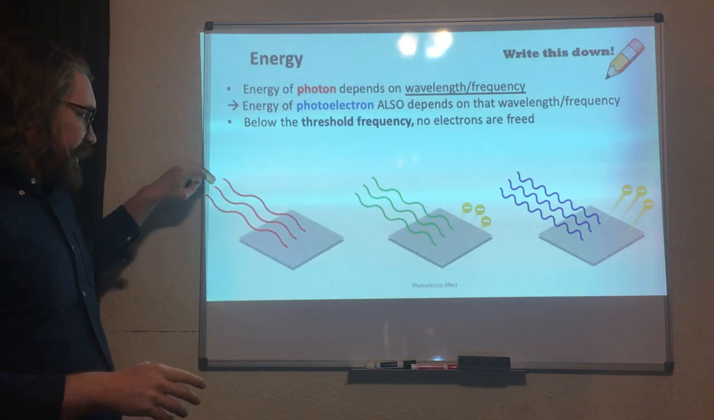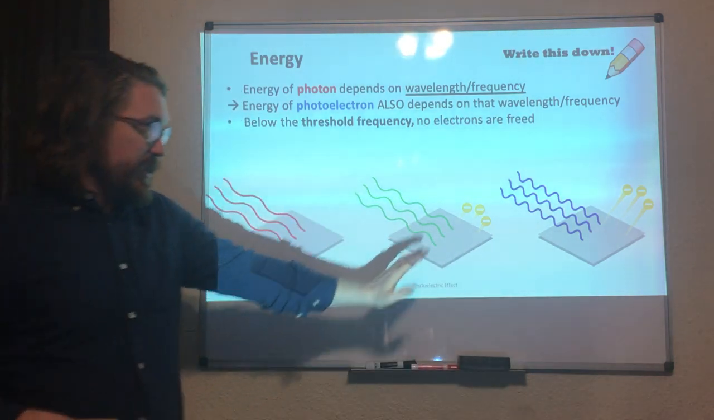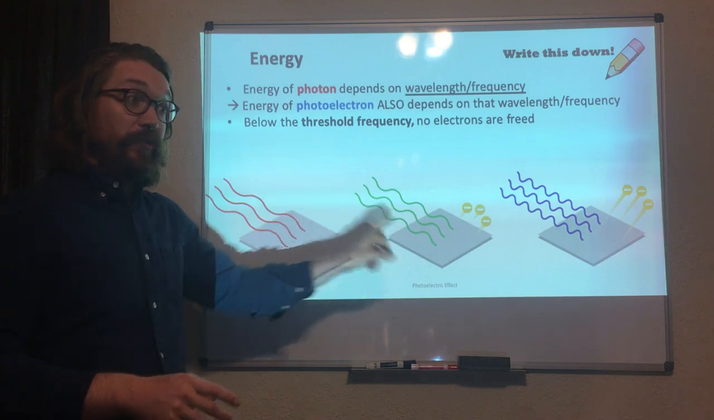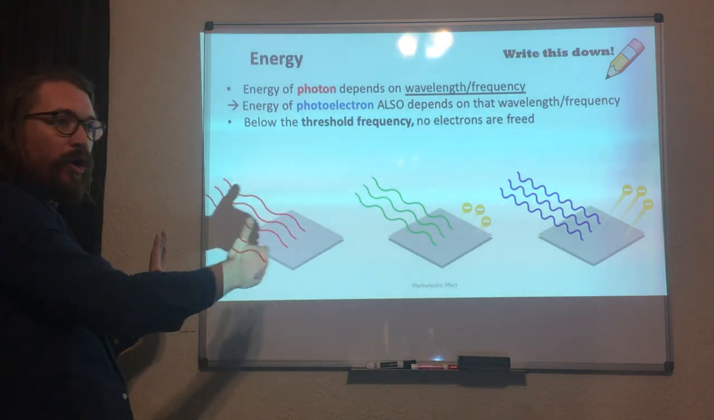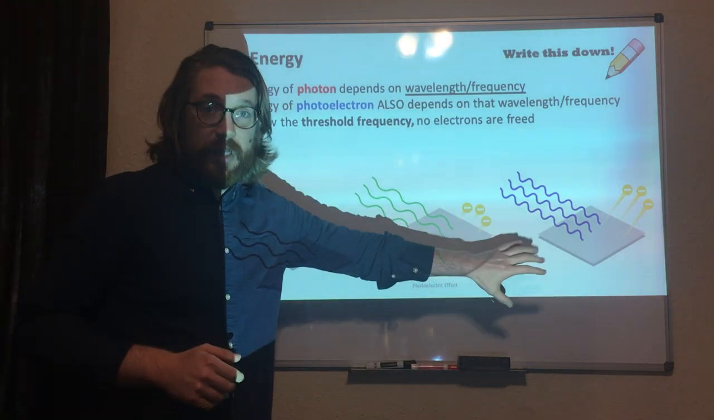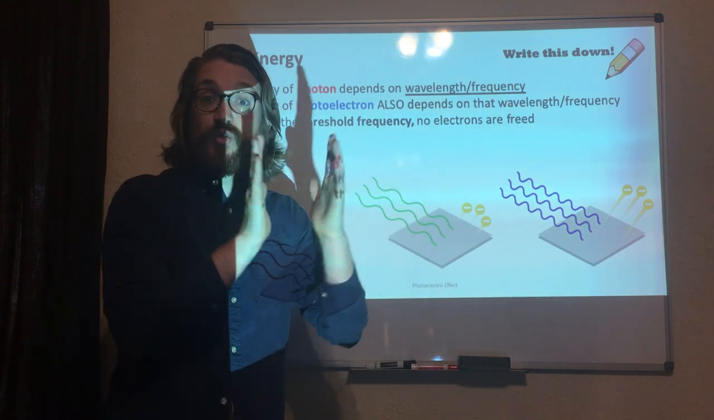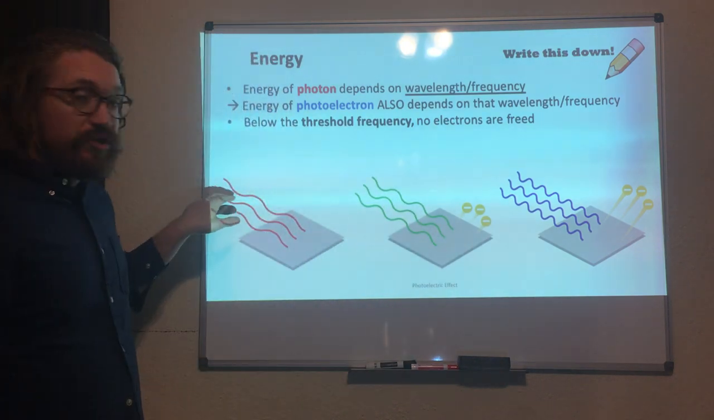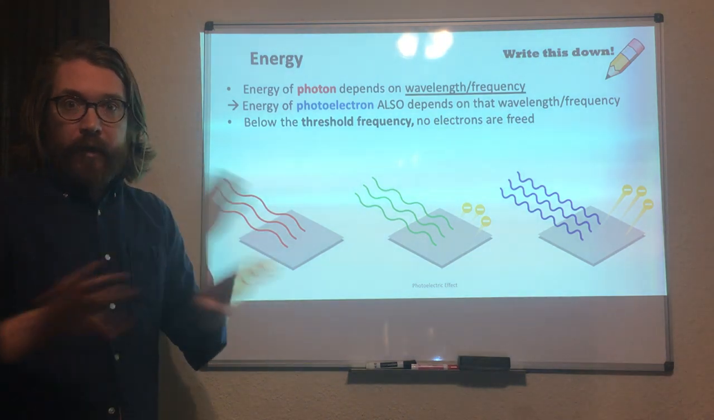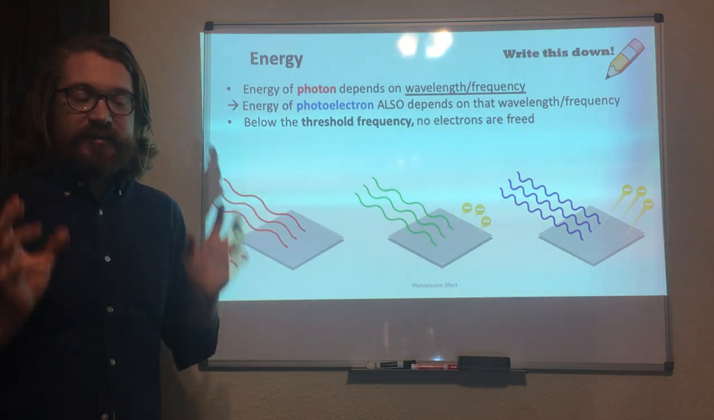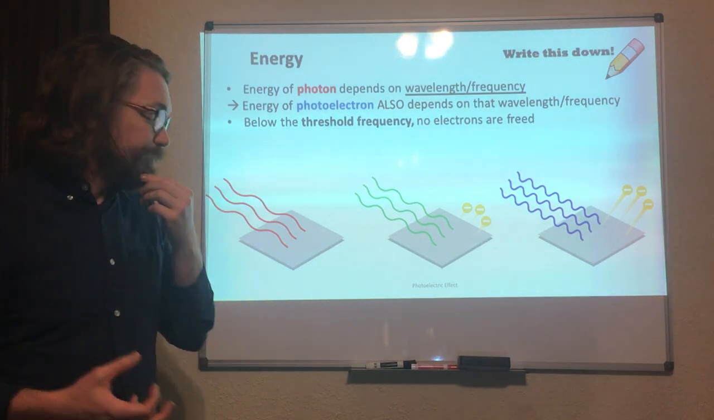So if you look right here, okay, we have red light, green light, blue light, okay? Roy G. Biv, right? Red, orange, green, right? Blue. Red light has long wavelengths, it has low energy, right? Blue light has high energy because it has a high frequency, it has a shorter wavelength, okay? When you shine red light onto a surface, okay, you get no electrons, okay? Red light does not have enough energy to release those electrons.